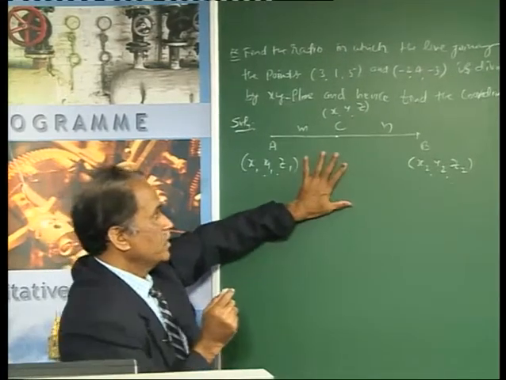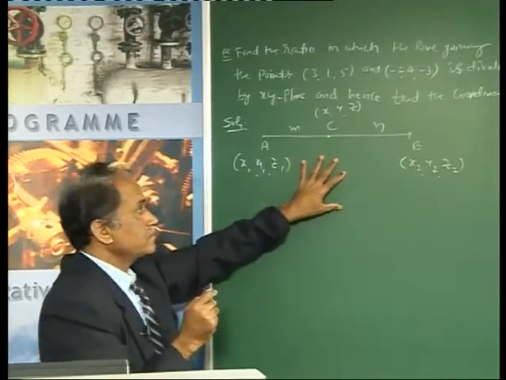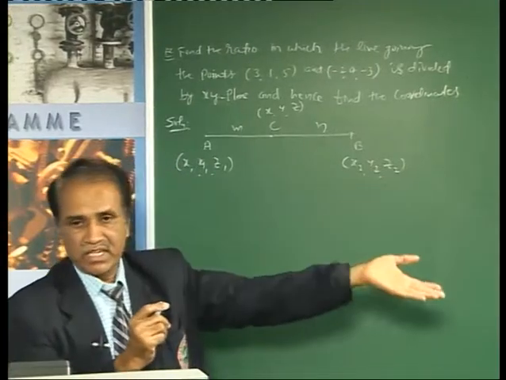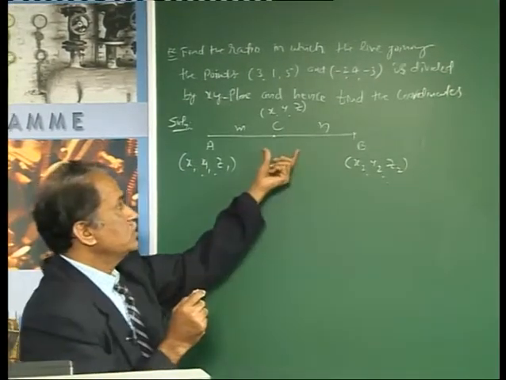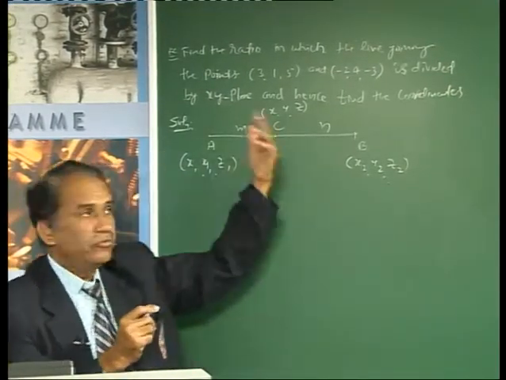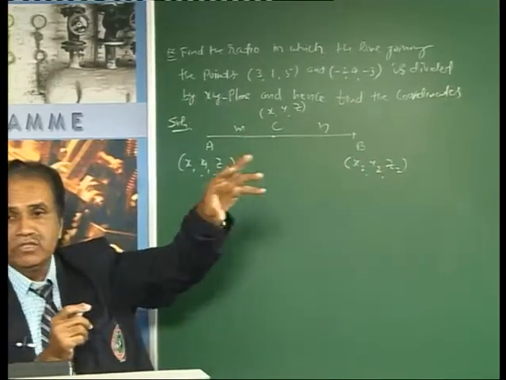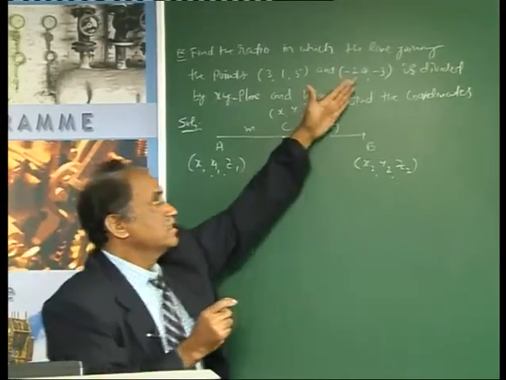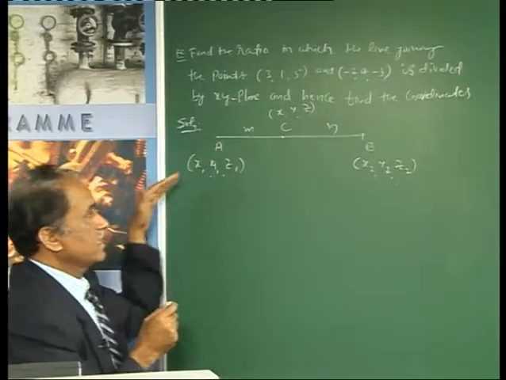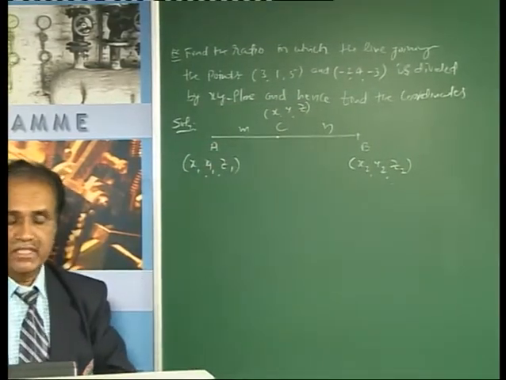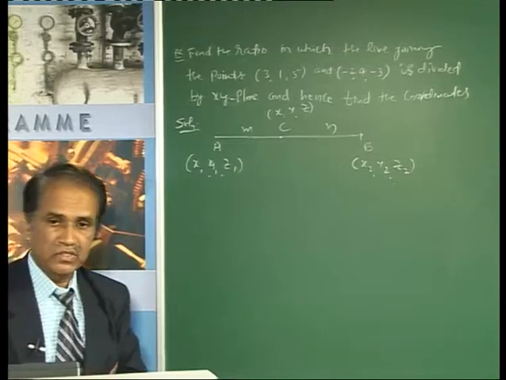But today, this problem takes a different meaning. We have to calculate the ratio. When the ratio was given, coordinates were calculated. Now, the ratio is not given. We are using some other information in the problem. We have to find out the coordinates where a certain plane divides this line in a ratio that is an arbitrary value. That arbitrary value is nothing but lambda is to 1.